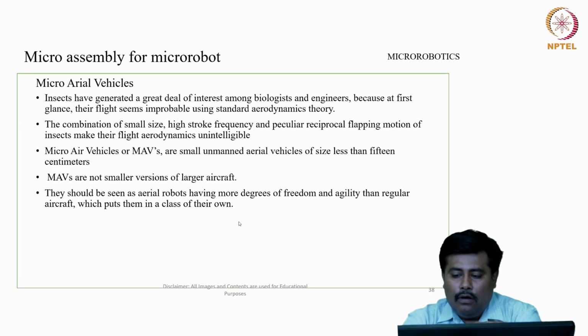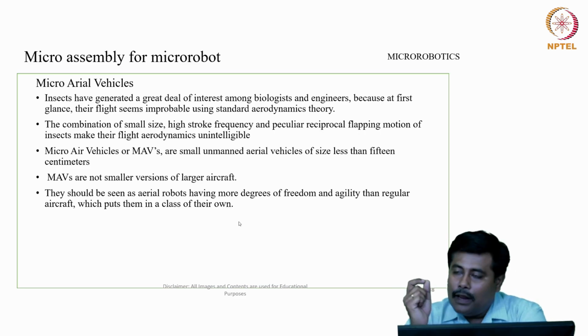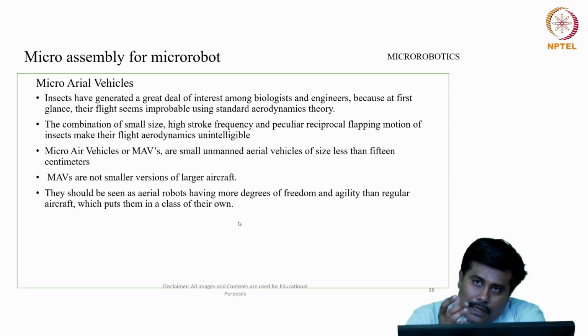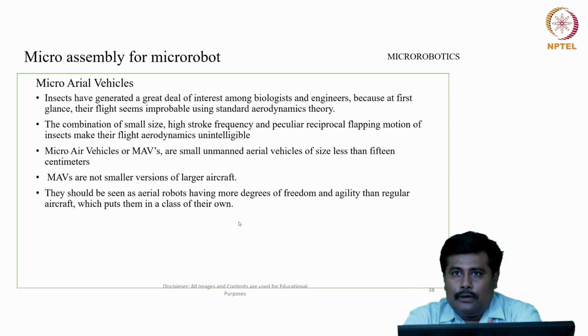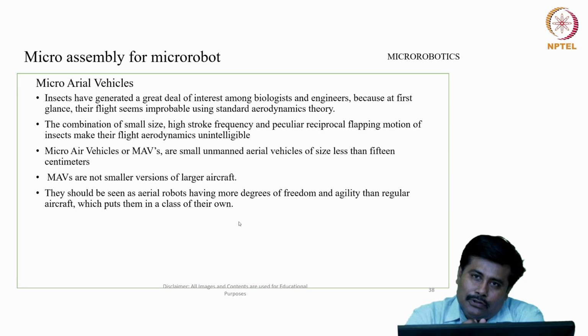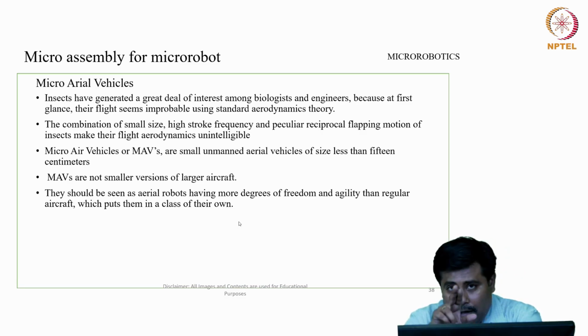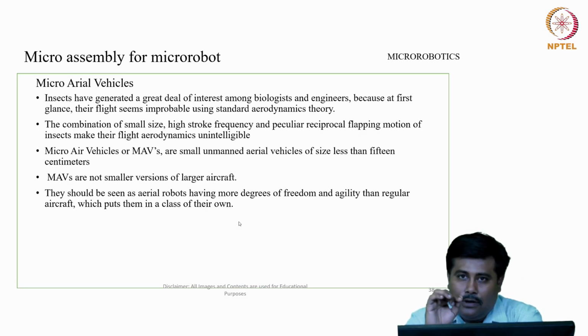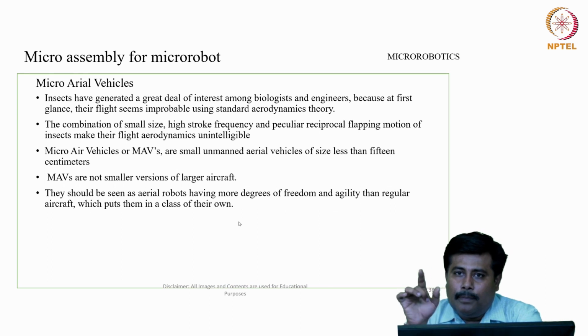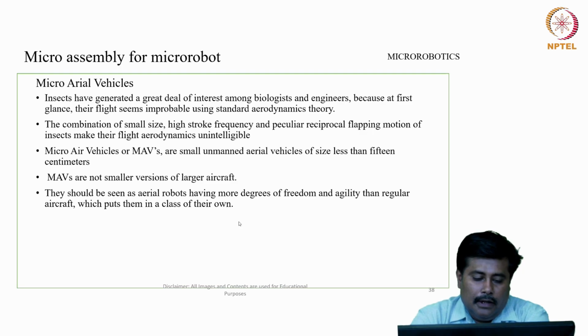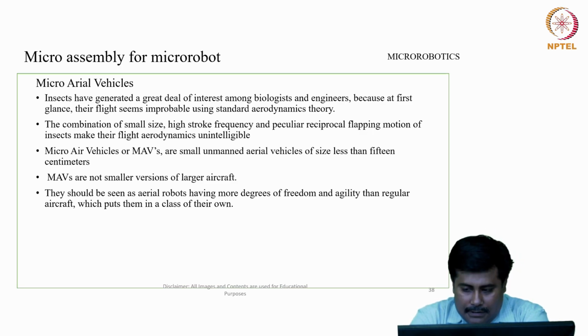If we closely observe these micro aerial vehicles, they are small unmanned aerial vehicles of size less than 15 centimeters. Of course, you can imagine that your sensor should also be within that particular domain, your actuator should also be in that domain, and your entire feedback system should be within that domain, and appropriately we can develop a small onboard chip.